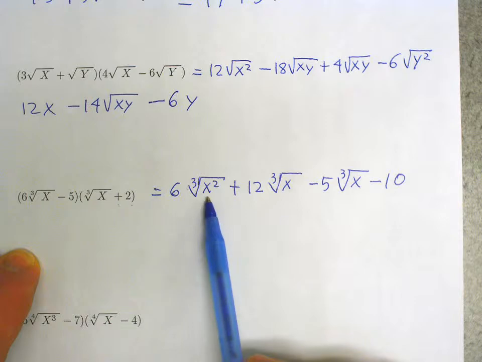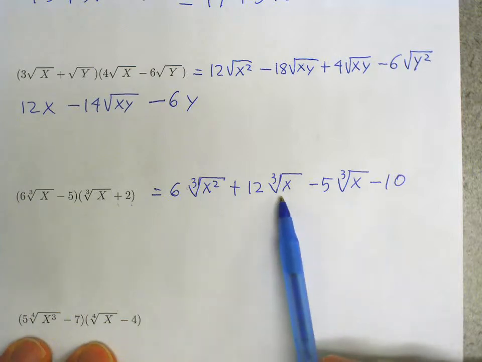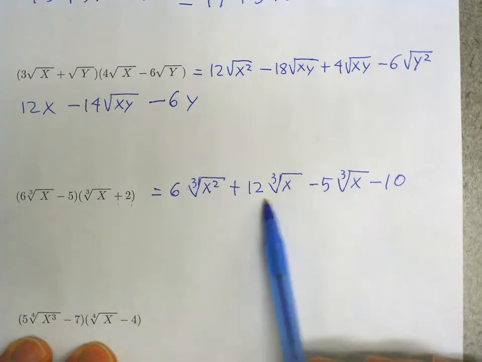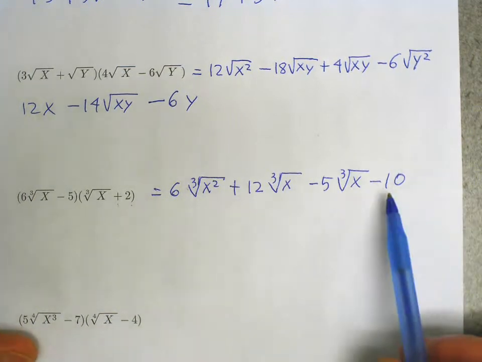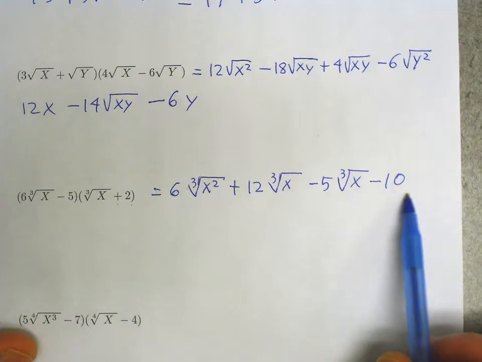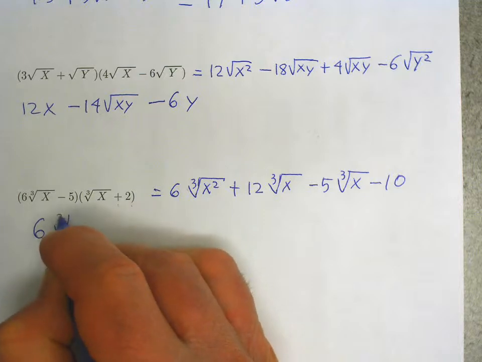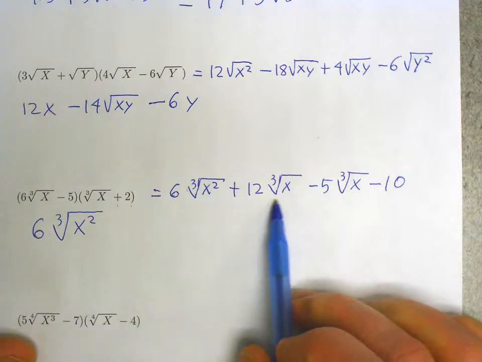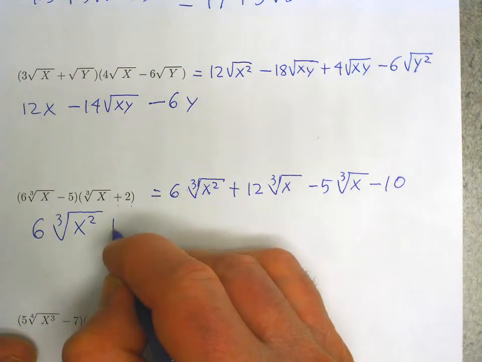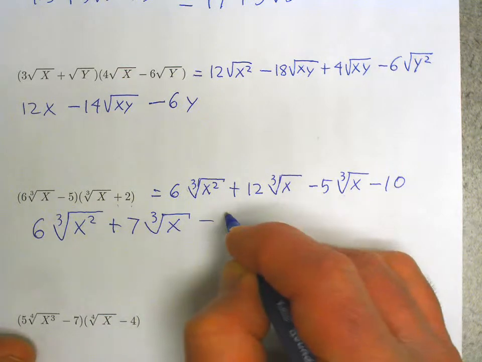6 times the cubed root of x to the second. This cannot be simplified any further. The two middle terms are like terms. The radicals are already simplified and they are identical. So we can combine those by subtraction. And then the minus 10 stands alone by itself. So our simplified answer is 6 times the cubed root of x squared. And when we combine the middle terms by subtraction, we get plus 7 times the cubed root of x, and then minus 10.